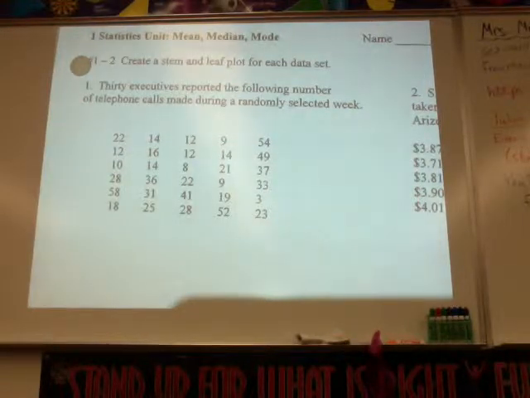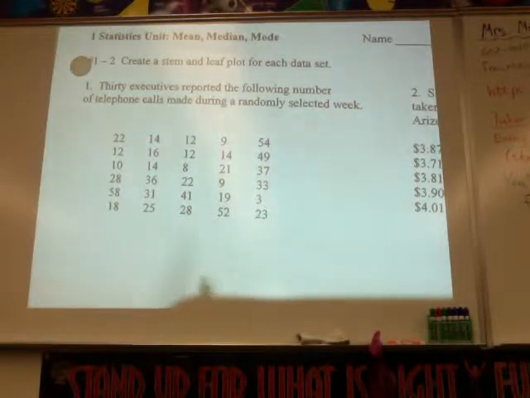Excellent. All right, so who knows what the first thing is that we have to do for a stem and leaf plot? You have to make a chart. The frequency chart, right? You have to organize your data essentially from smallest to largest. You have to decide what your stems are going to be. You don't have to always start with a stem of 1. You have to start with whatever your lowest number is and whatever your highest number is.